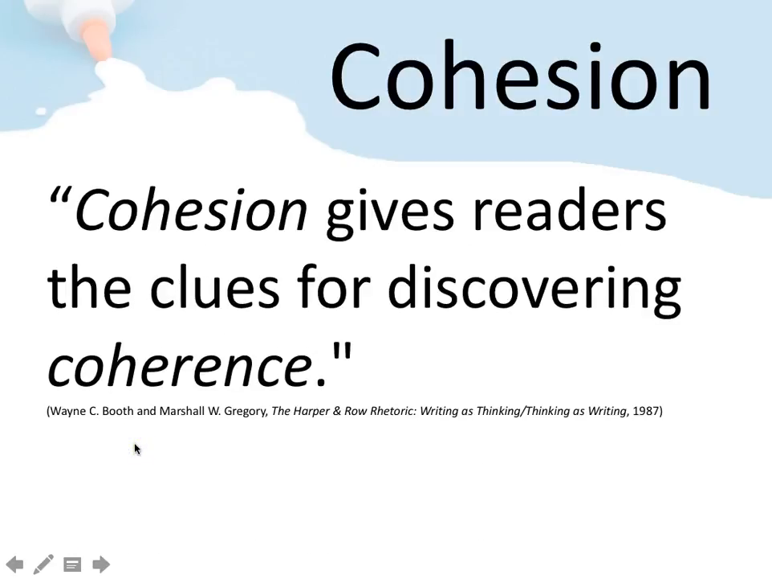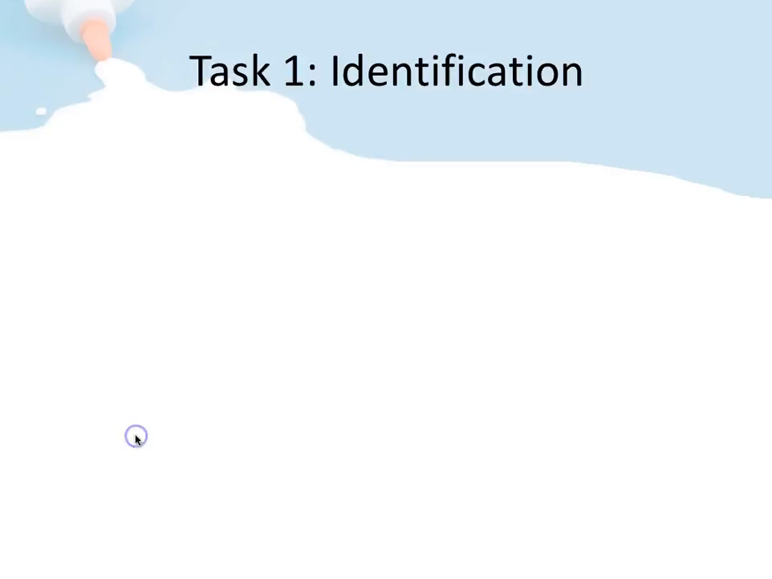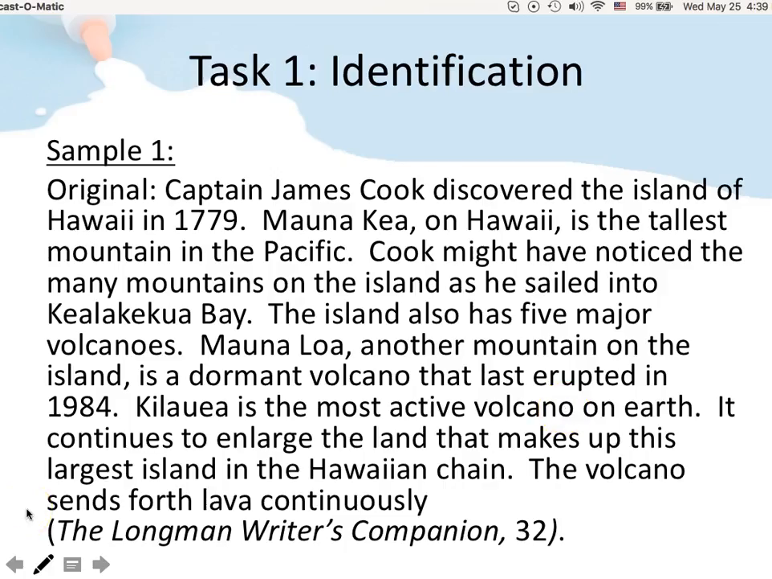We can also say that cohesion gives readers the clues for discovering coherence. Again, cohesion is a small scale version of connections that help your reader understand the meaning of your writing. So you see in front of you the example from the worksheet. So if you have that resource, I recommend following it and perhaps pausing the video to do the tasks and come back to join the discussion about these examples.